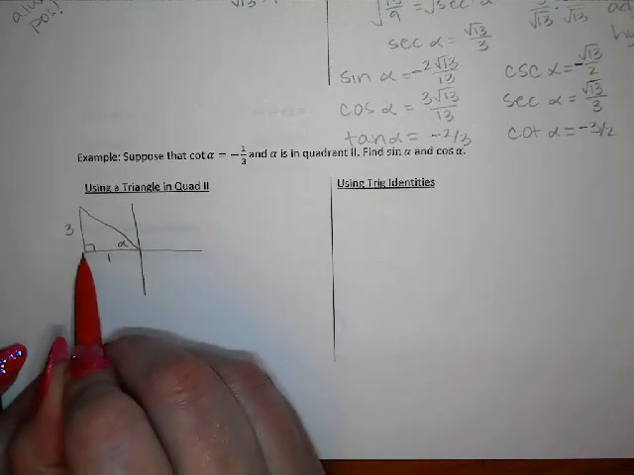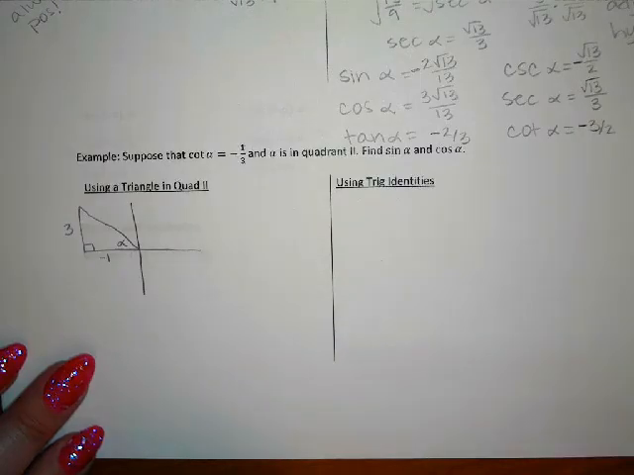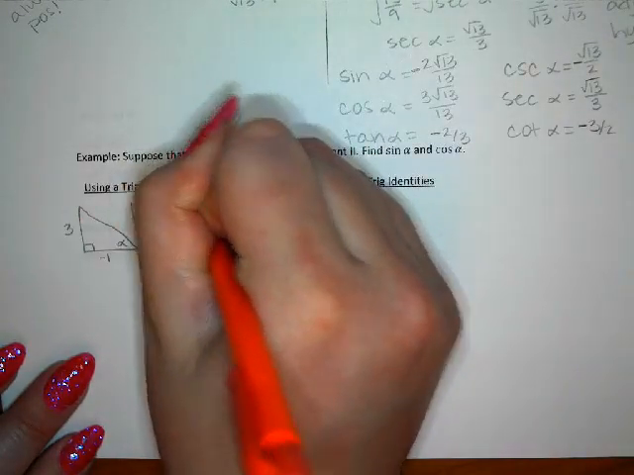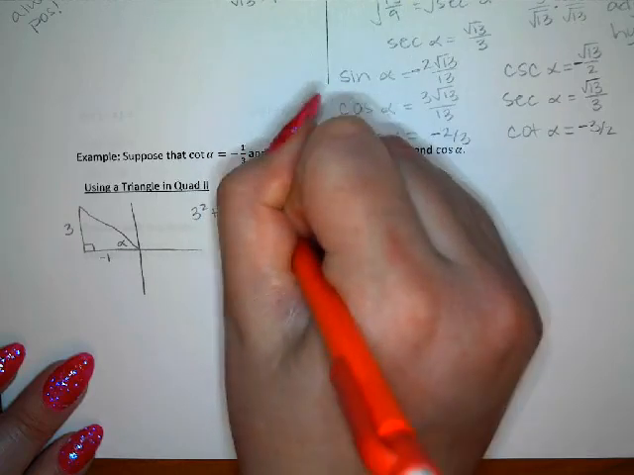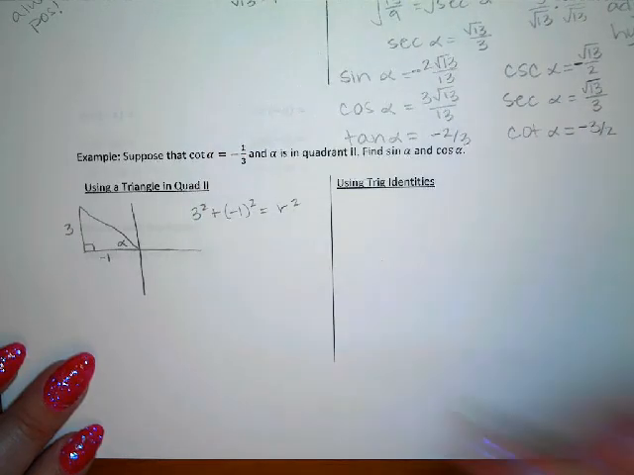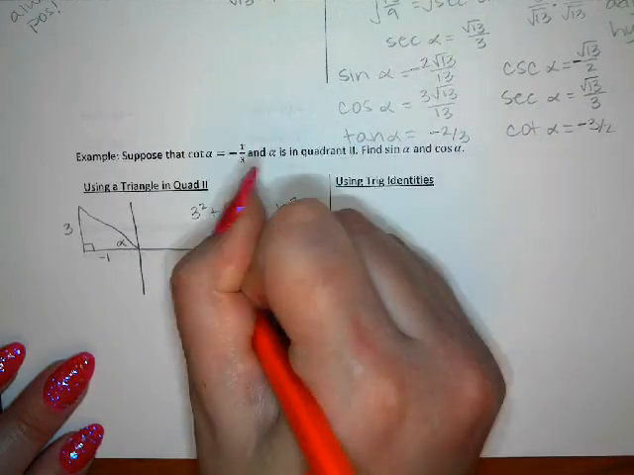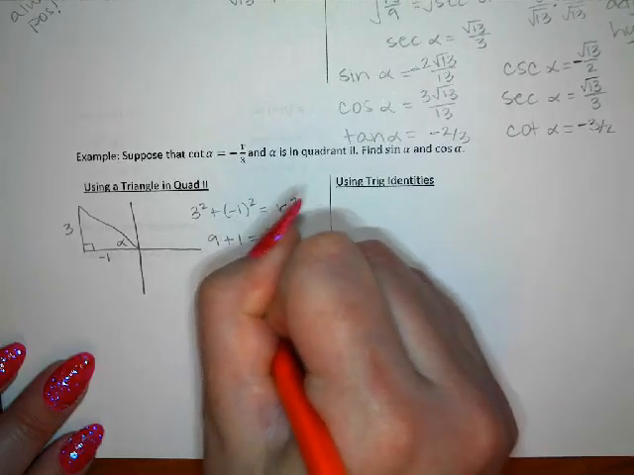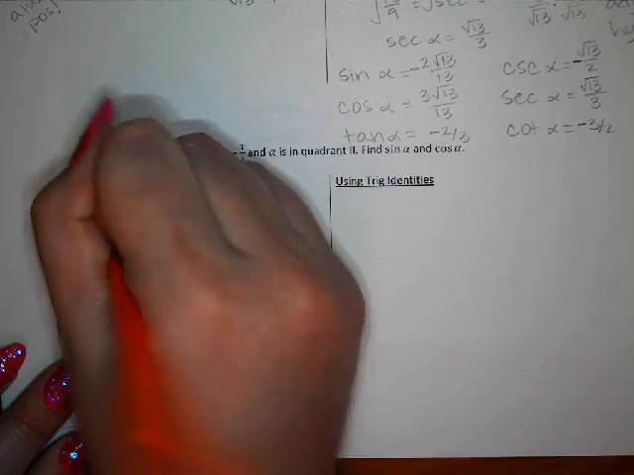And then I'm going to go ahead and do the Pythagorean theorem to find my hypotenuse. So 3 squared plus -1 squared equals the hypotenuse squared. 9 plus 1 is 10. And so the square root of 10 is the hypotenuse. Okay. So this is all ready to do the trig ratios.